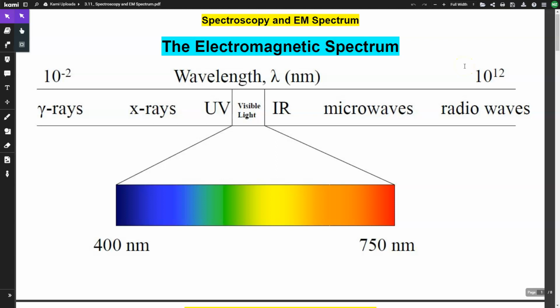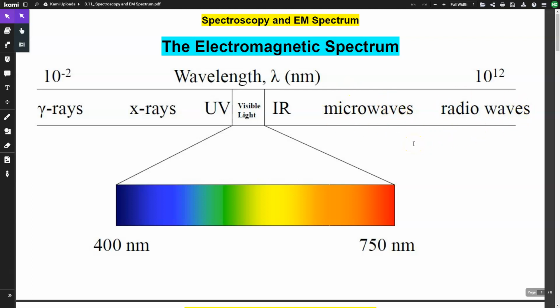In this video, we're going to go through spectroscopy and the electromagnetic spectrum. So the electromagnetic spectrum consists of what we can see, visible light, which is from 400 to 750 nanometers, and also what we can't see. So going smaller, we have ultraviolet light, X-rays, gamma rays, and going longer, we have infrared, microwaves, radio waves.